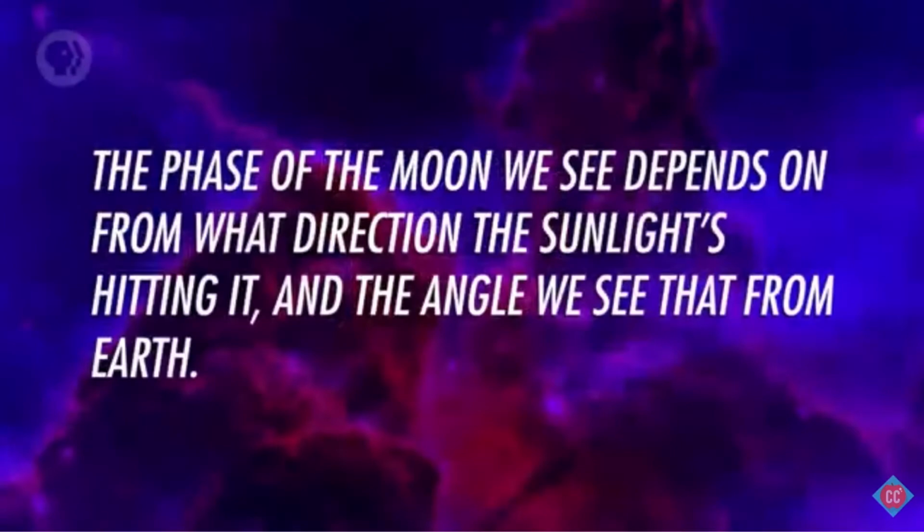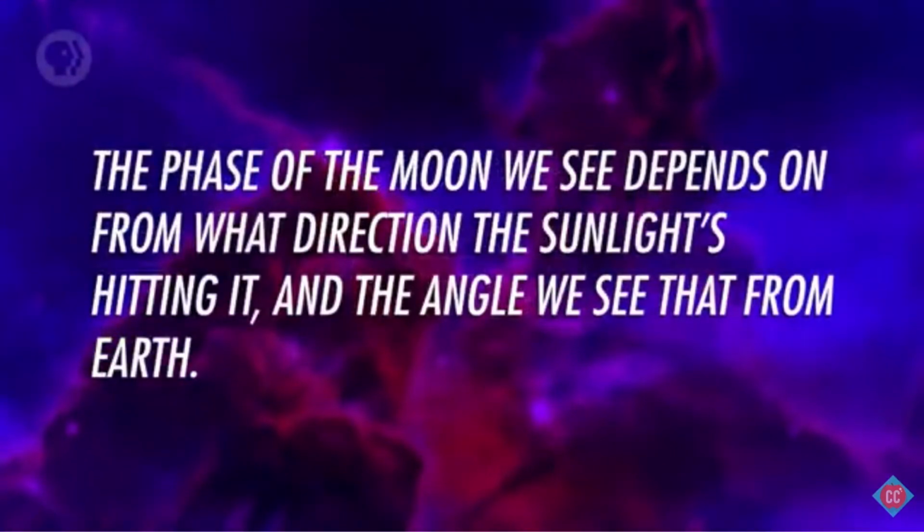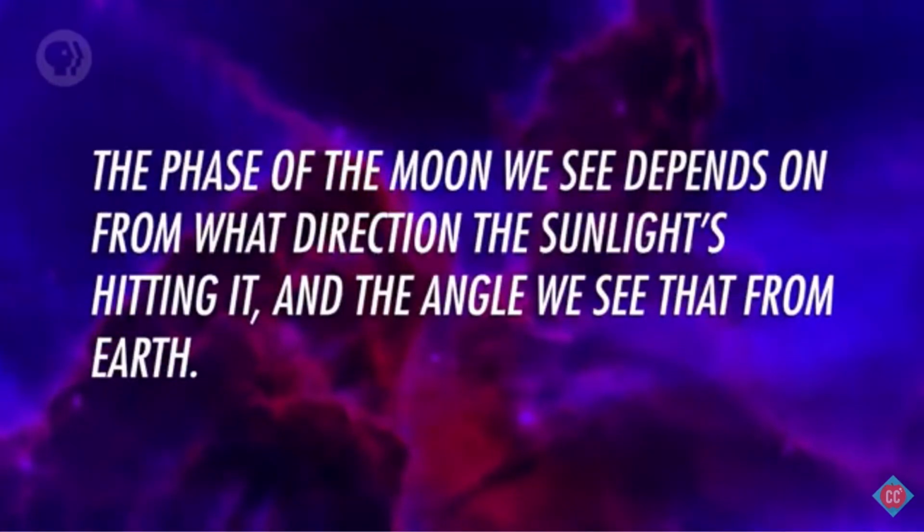If you're facing the moon with the sun behind you, you're seeing the half of the moon that is fully illuminated by sunlight, and it looks full. If you're off to the side, you see half of the lit side and half of the dark side, and we say the moon is half full. If the sun is on the other side of the moon, you're looking at the unlit half, and it looks dark. Now mind you, I haven't moved anything except our point of view here, so at all times the moon is always half lit and half dark. Remember that. The phase of the moon we see depends on from what direction the sunlight's hitting it, and the angle we see that from Earth.